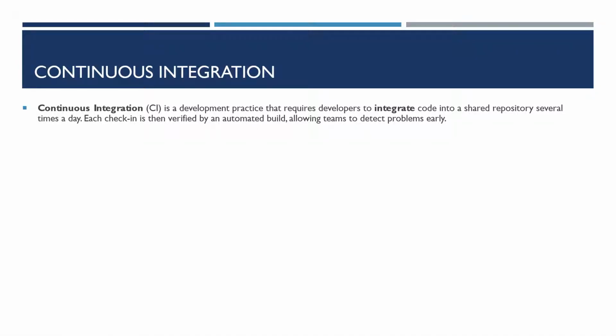Let's talk about the various terminologies that are there in DevOps. First one that we need to discuss is what is called continuous integration. What happens actually in a software development process is that one particular software is not developed by one single person.